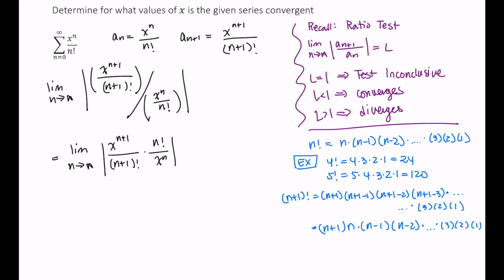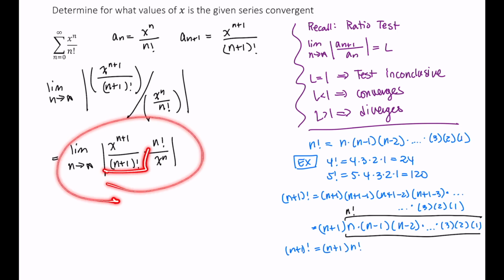And what do you notice here? If you said this equals n factorial, you are correct. So really, n plus 1 factorial is just n plus 1 times n factorial. So let's go ahead and replace that here.